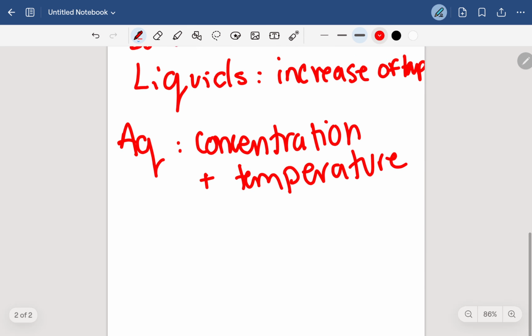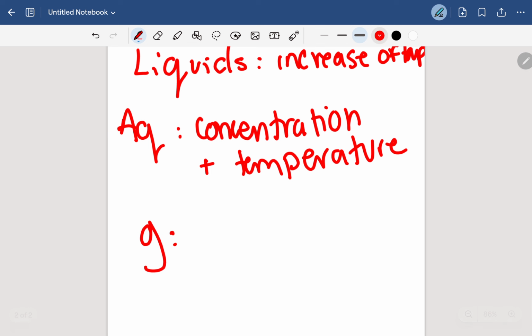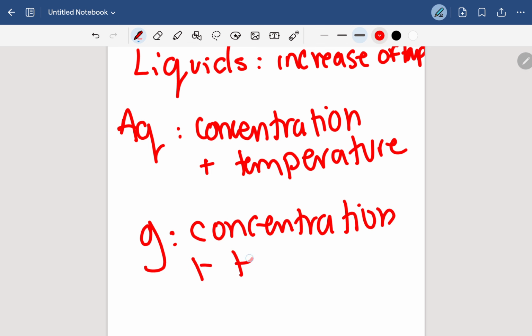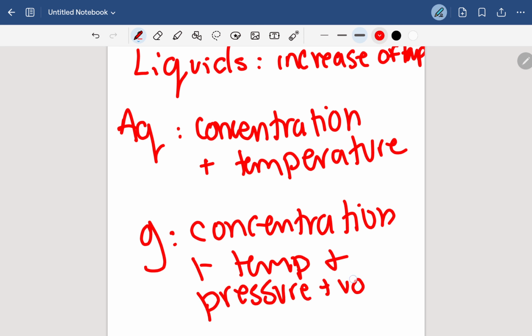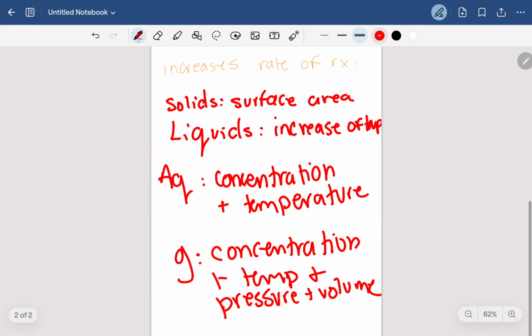And finally, the gases. What about the gases? We have concentration plus temperature plus pressure plus volume. So please, if you guys can screenshot this and keep this, it's very, very important.